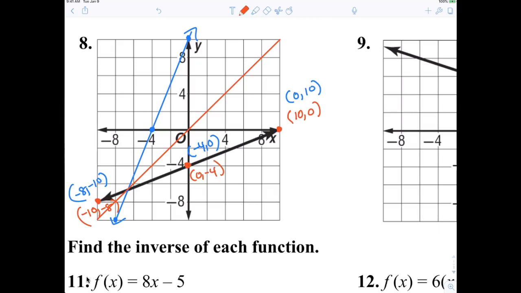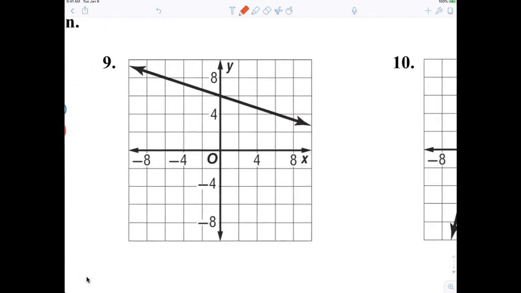All right, so let's do number 9 just to make sure you heard me. I'm going to find 3 points. I see this point right here. I'm seeing this point right here. And I'm seeing this point right there.